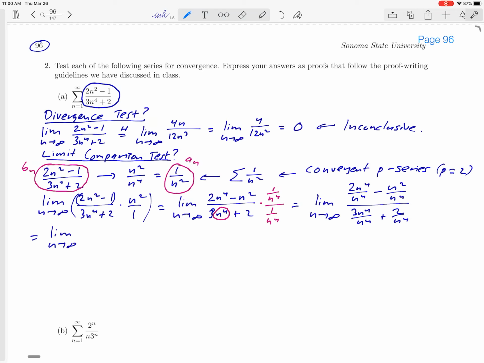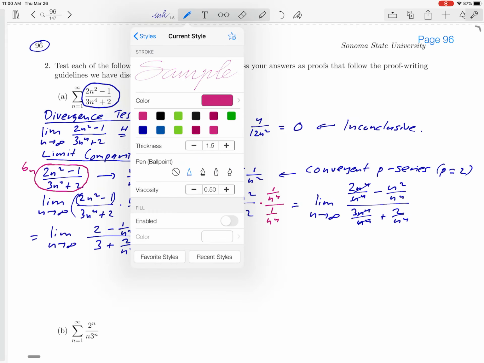Continue down to the next line here. That looks a little bit ugly, but again, there's a lot of cancellation that happens. You might notice that those n to the fourths go away and give us just a 2 and a 3. And then the other two fractions, n squared over n to the fourth, if you do a little cancellation there, you're just going to get 1 over n squared. And then moving down to the bottom, 2 over n to the fourth, not really anything that we can do with that. Just leave it the way it is.